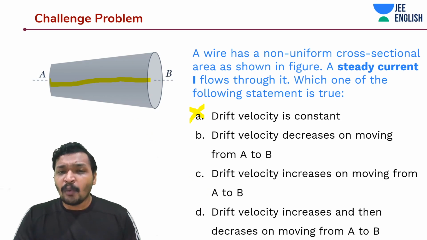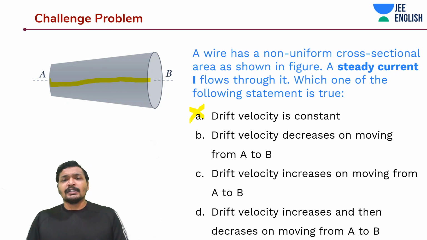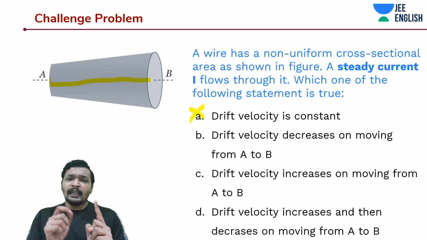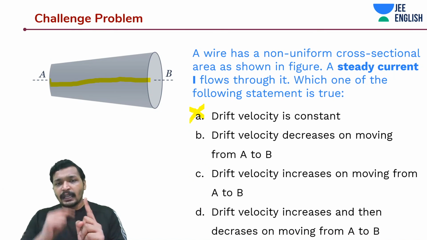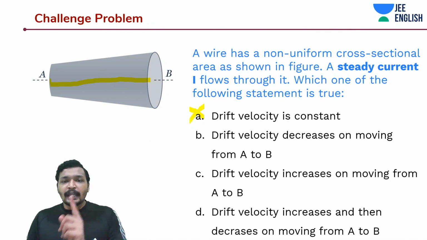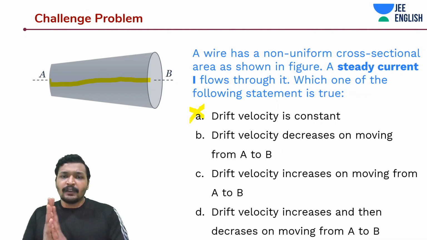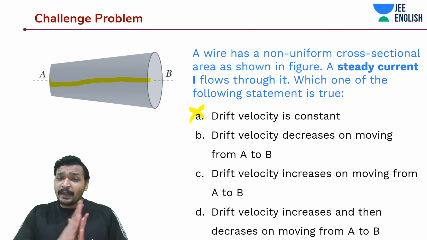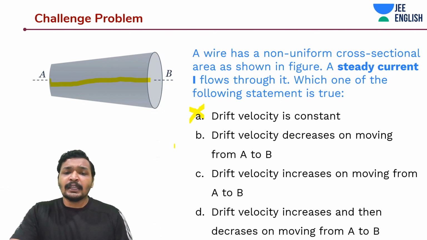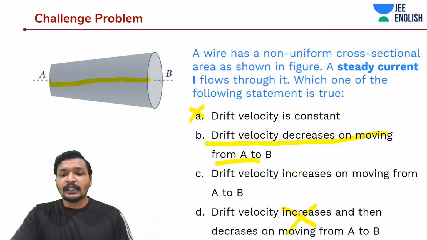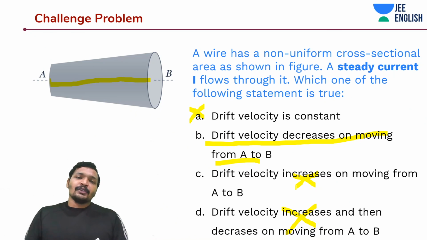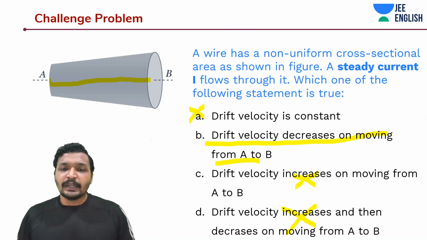With a steady current, what is the dependence between area and drift velocity? Let's say current I is constant. I = nAeVd. I is constant, area increases, then Vd should decrease. A increases, Vd should decrease. The drift velocity should keep decreasing as and when the area increases, because it is a steady current. So from A to B, the drift velocity should decrease. It would not increase. This option is also wrong. It's just remembering the concept, writing down the mathematical equation and equating it.